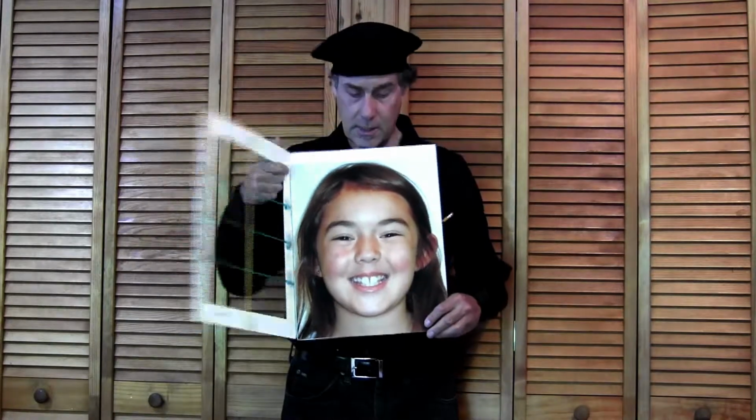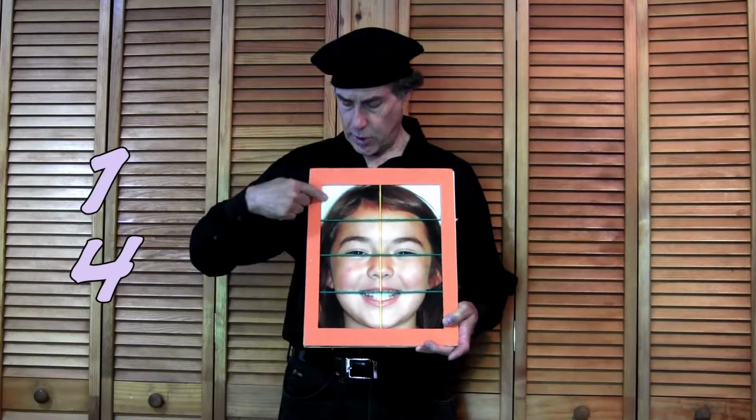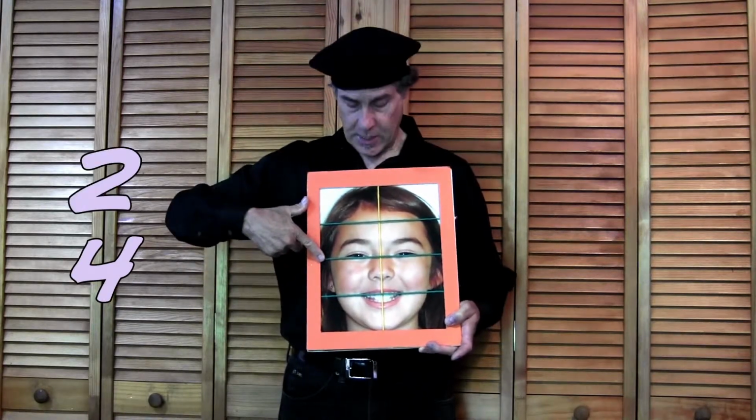Now, here's a picture of a face. Her head is oval, and she has features: eyes, nose, mouth, ears. Now, this grid divides her head into 4 pieces. 1, 2, 3, 4. 1, 2. 2 down, that's 2 out of 4, 2/4.